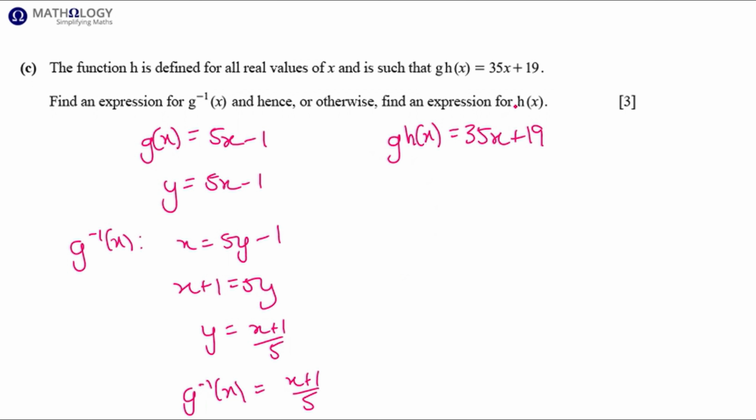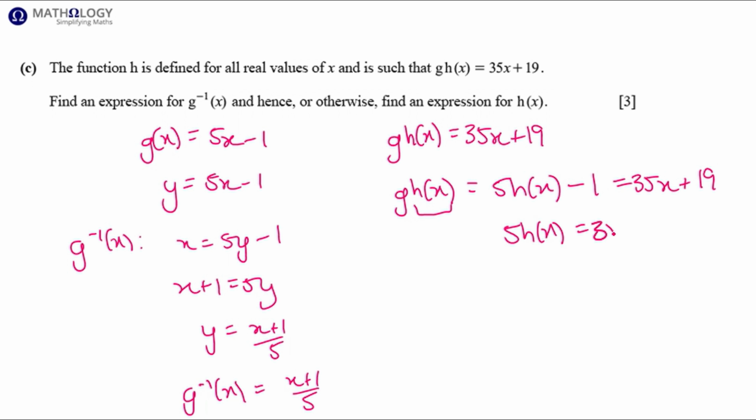Now we need to find an expression for h of x, given that g of h of x is 35x plus 19. So g of h of x will be replacing x with h of x. We'll have 5 h of x minus 1, and that equals 35x plus 19. So 5h of x equals 35x plus 20. We can divide through by 5 now, so h of x will be 7x plus 4.